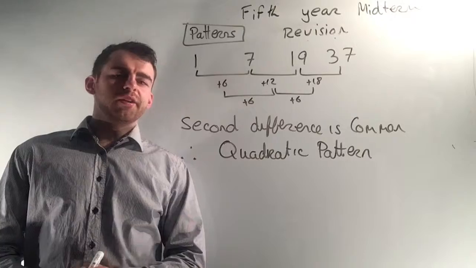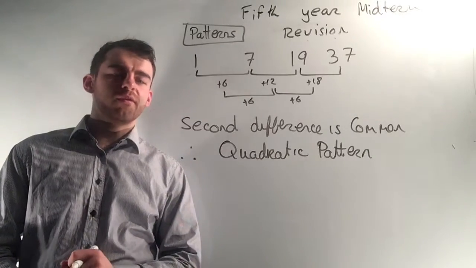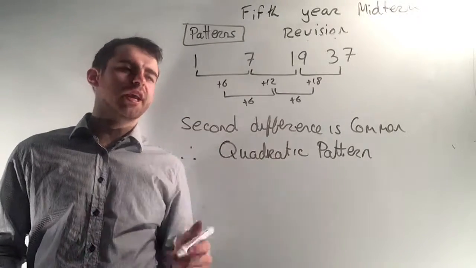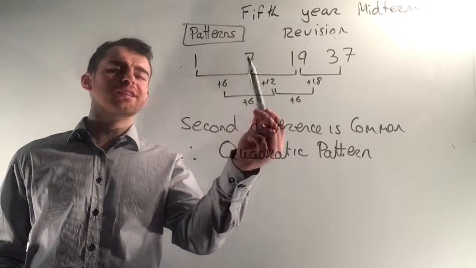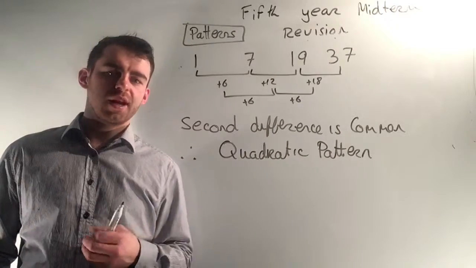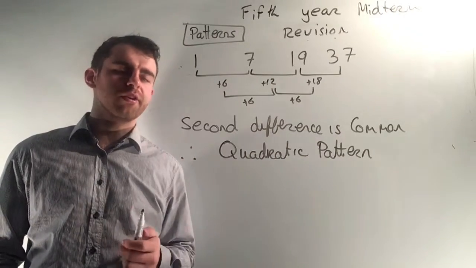The next question I'm looking at here is the one on patterns, where you were given four different objects, and you just need to come up with the pattern yourself. So the pattern here works out as 1, 7, 19, 37. And it asks you to describe what kind of a pattern you have.